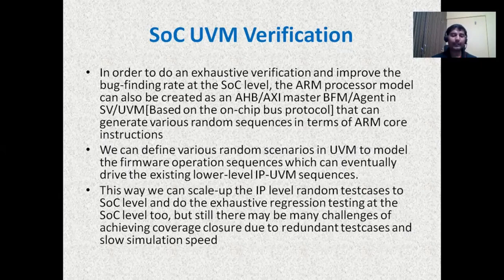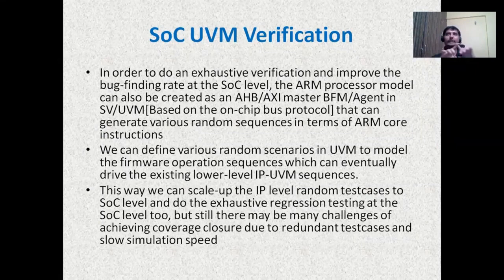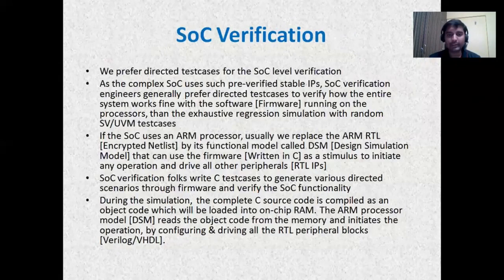The ARM processor model can also be created, like the APU we had. This ARM processor model can be created as an AHB or AXI agent or BFM. If you go to the previous slide, there it takes the C code and converts it into some inputs, right? Similarly, those things can be done. Here, as I said, it loads the chip RAM, and the ARM processor reads the object code from the memory and initiates operation. So these things we can replicate. Go to the next slide.